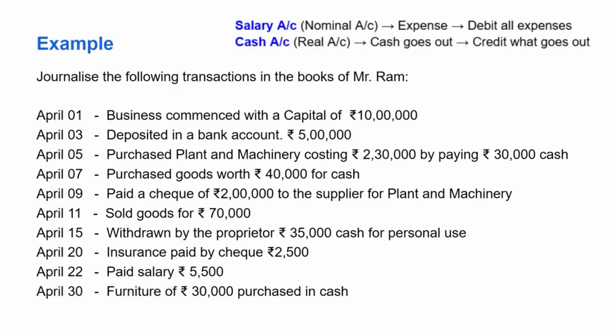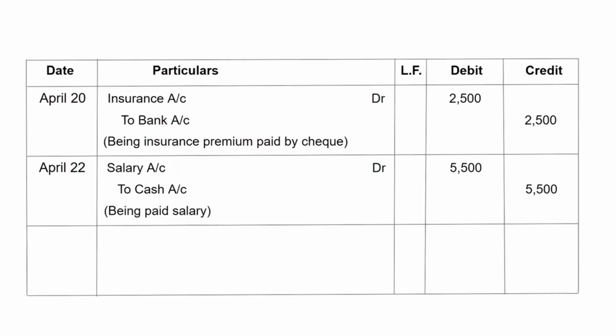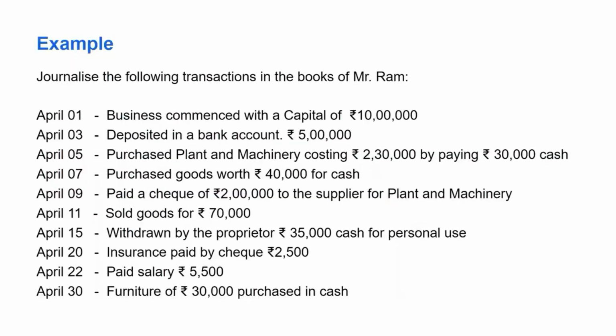Here the two accounts are salary account and cash account. Salary account, it is a nominal account and it is an expense to the business. So debit all expenses. And cash account, cash is a real account, cash goes out of the business. So credit what goes out. So we record it as April 22, salary account debit 5,500 to cash account 5,500, being paid salary.